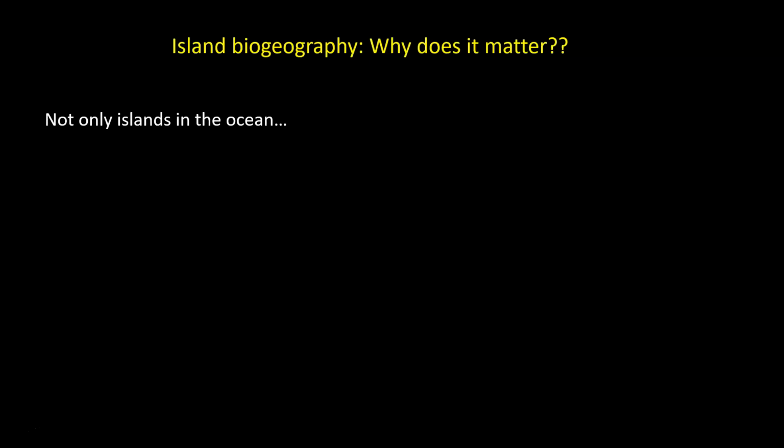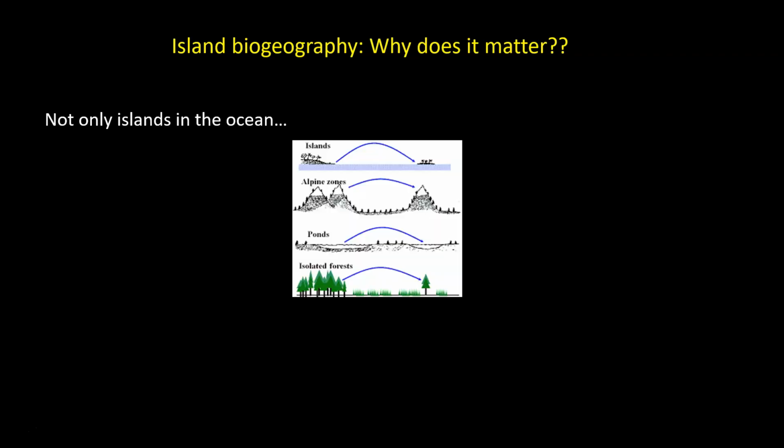Okay, so we've discussed what island biogeography is, but we haven't discussed why it's important to us. Well, first, although we've been discussing it in terms of isolated islands, the theory of island biogeography really isn't only about islands in the ocean. It's about islands in the general sense of the word. That is to say, two habitats that may be cut off from one another. For example, two mountaintops, two ponds, or isolated forests.